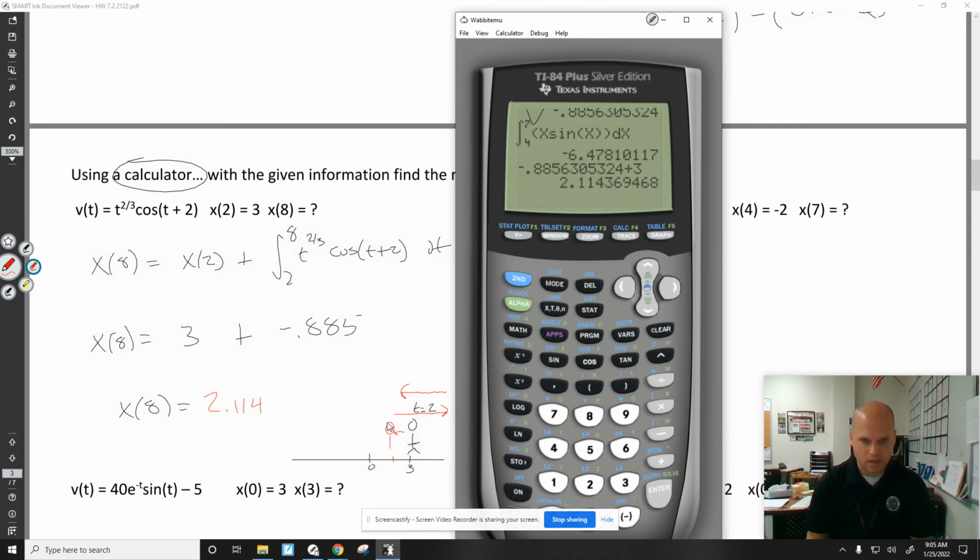So here is me ending up at 2.114 at the 8th second, not after 8 seconds. It's like from 2 to 8 seconds. I started at a position of 3 at time 2. I moved left a little bit, right a little bit, left some more. I ended up a little bit to the left of where I started. That's motion. That's what's going on. Position increasing, decreasing, right, left. It's like what we've done before, but now this whole area thing is new to us.